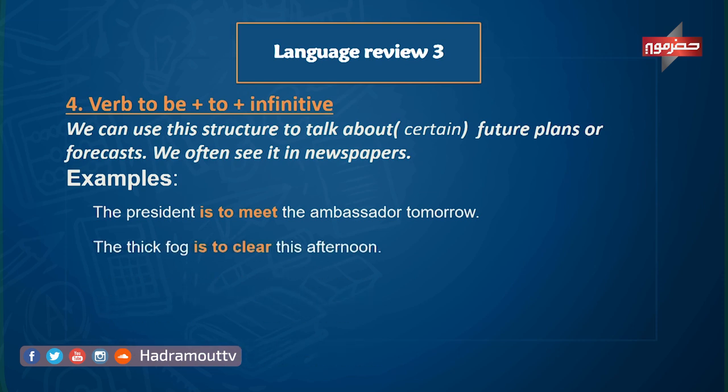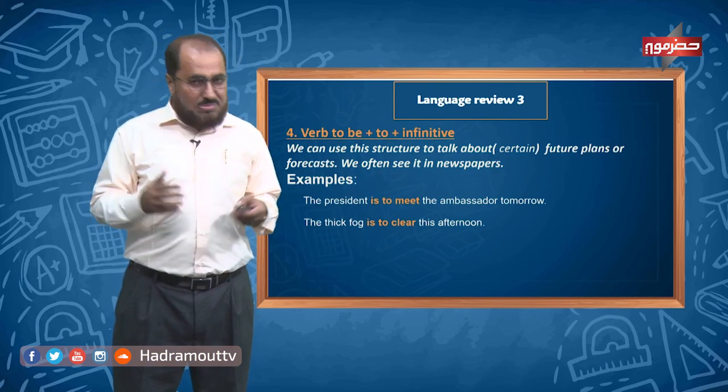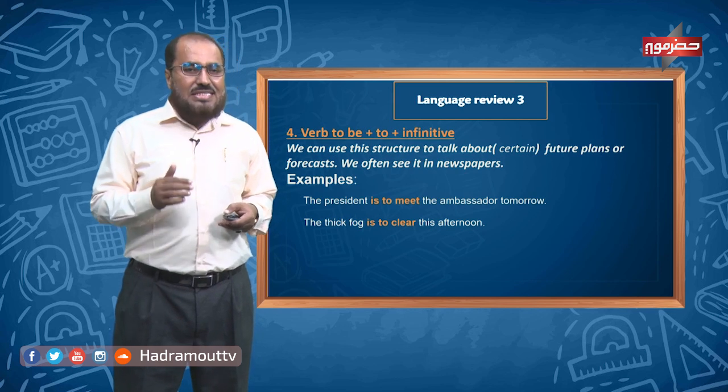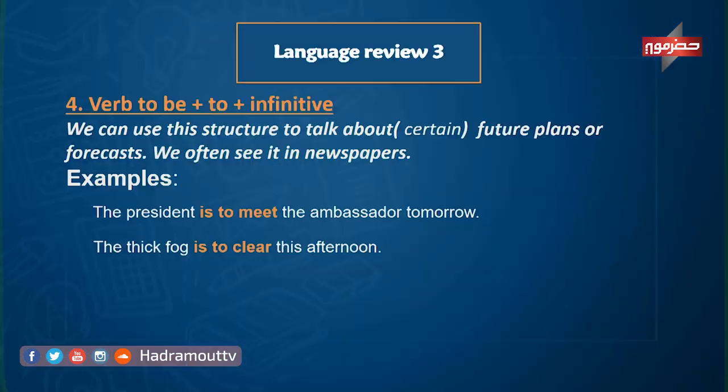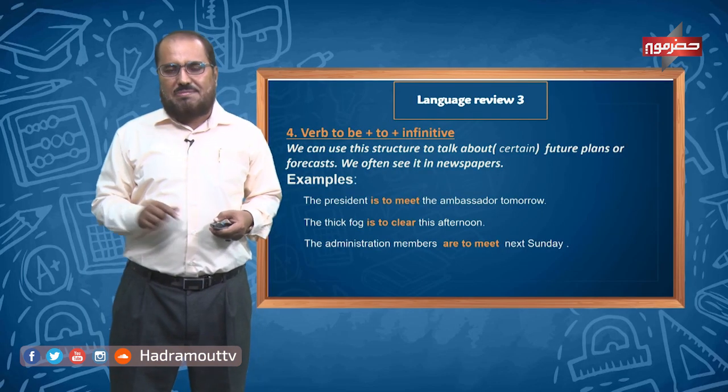More examples. The thick fog is to clear this afternoon. This is prediction. The thick fog is to clear, not is going to clear, is to clear, as in newspaper headlines here. This afternoon, this is a prediction. Another example: the administration members are to meet next Sunday. So they set a timetable or schedule that next Sunday, inshallah, there will be a meeting. So we can use here the company members or the administration members are to meet next Sunday.